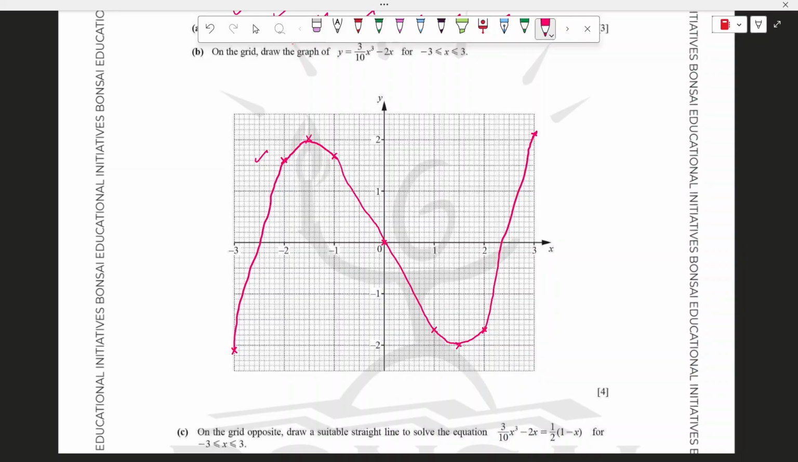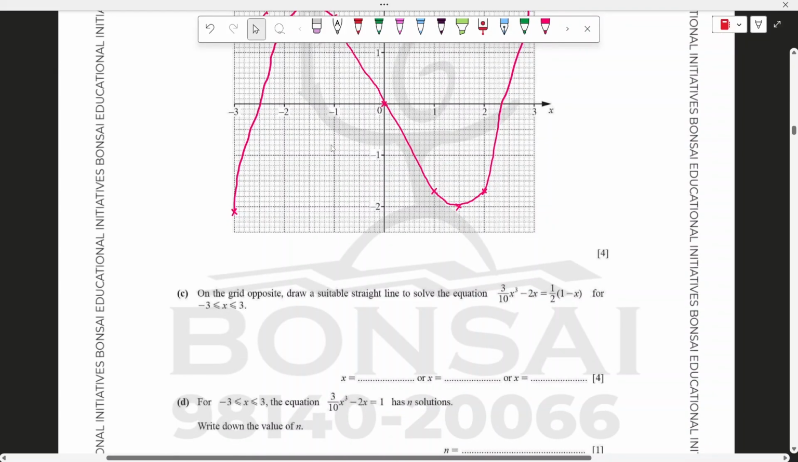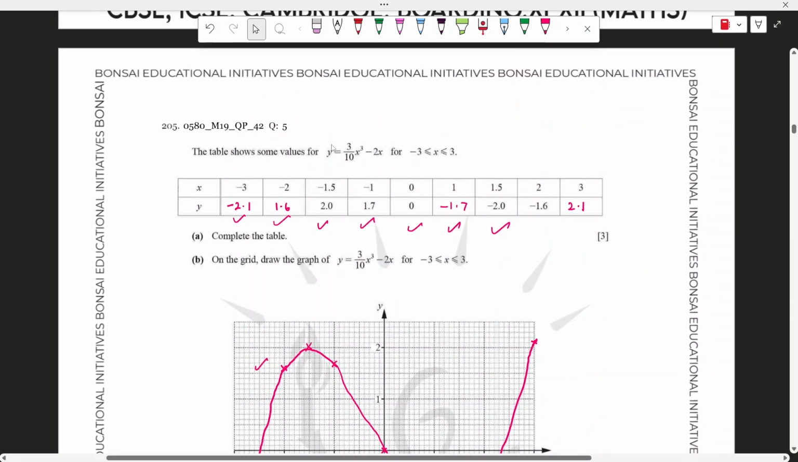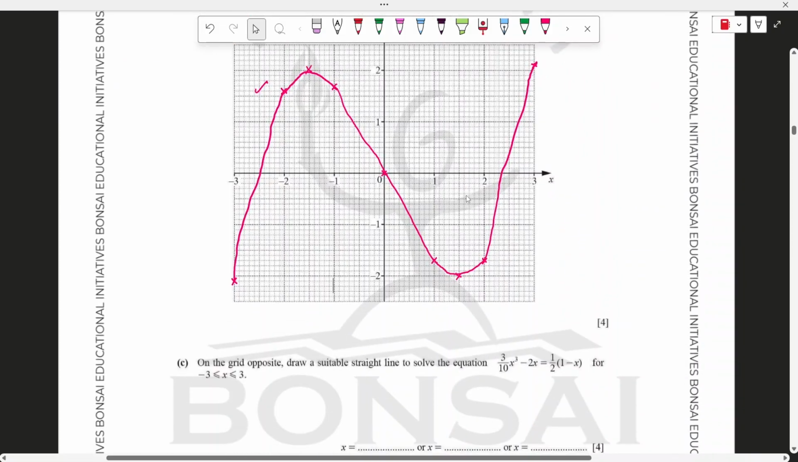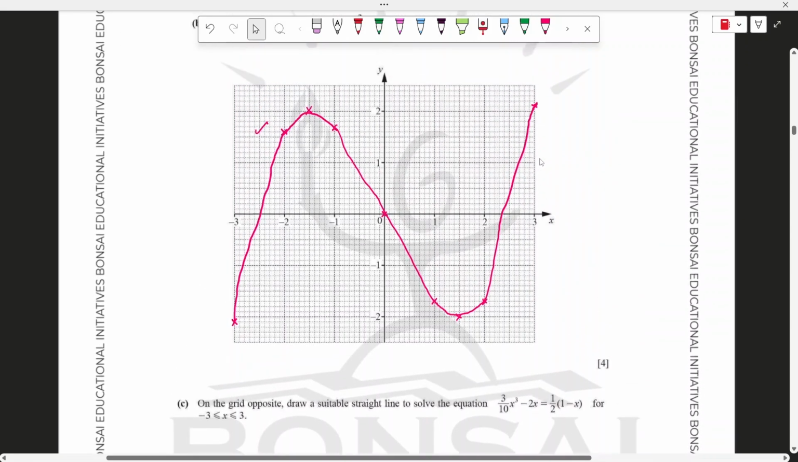So this is the graph which we have obtained here. I'm trying to draw it with the tool, so there is very little accuracy, I think, but I hope it is going to work. So what is the problem here further? We have already obtained 3 and 4, 7 marks here. Let us go further. On the grid opposite, draw a suitable line to solve the equation. So first of all, we need to copy the function.